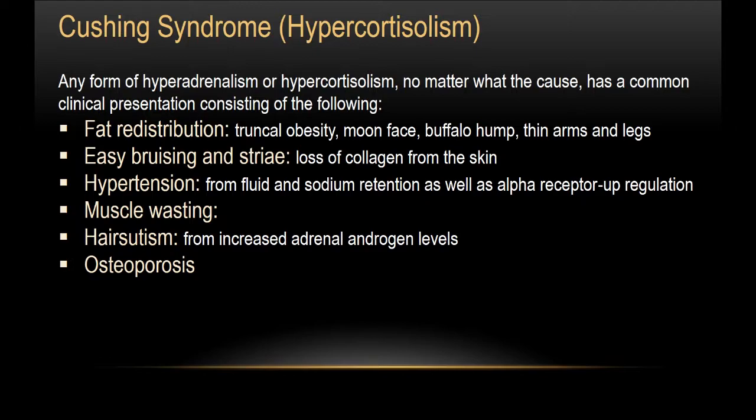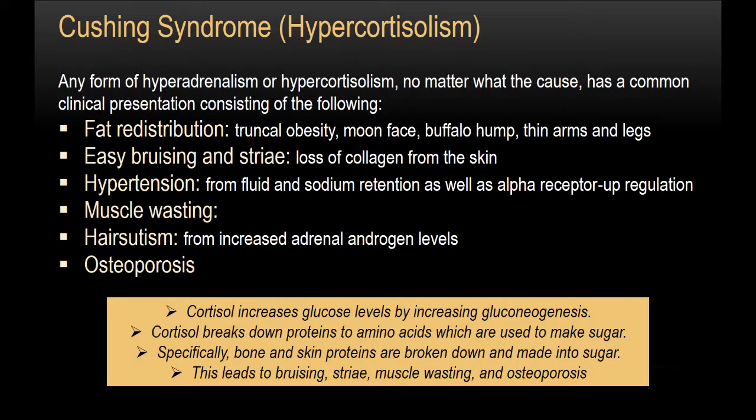Muscle wasting, hirsutism, because when you have too much cortisol it is going to acquire some androgenic effect, abnormal increased adrenal androgenic levels. And osteoporosis, again, because cortisol is going to convert the proteins from your bones into glucose, and this is going to weaken your bones. So cortisol increases the glucose levels by gluconeogenesis. It breaks down proteins to amino acids which are used to make sugar. Specifically, bone and skin proteins are broken down and made into sugar, and this will lead to bruising, striae, muscle wasting, and osteoporosis.